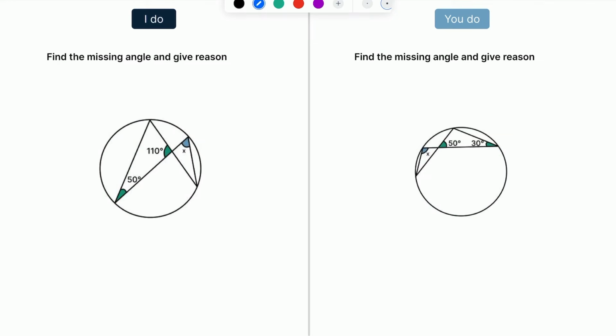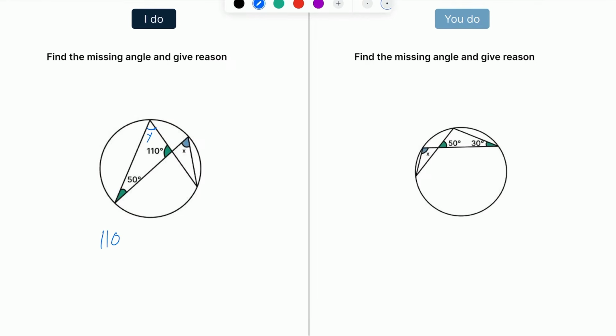And now looking at this, immediately I can see that x is going to equal whatever that angle there is. Okay, let's call that y. I know y and x are equal because angles in the same segment are the same. So in theory, I just need to find y.